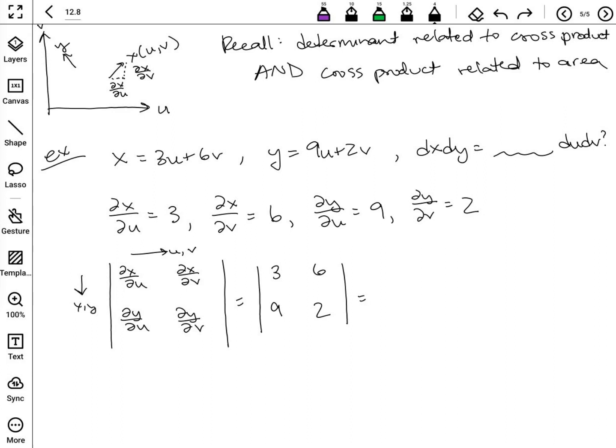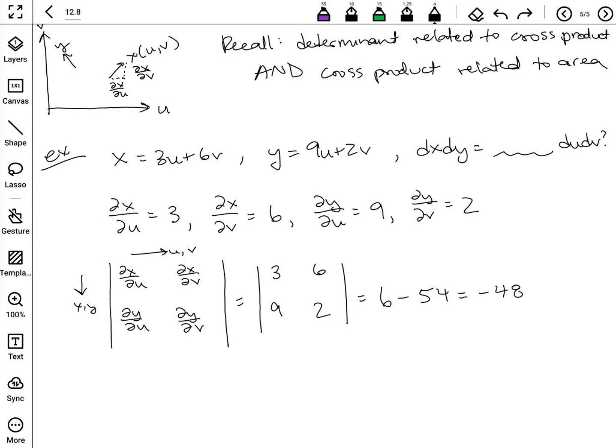And then when I compute that determinant, I multiply the main diagonal. 3 times 2 is 6. And then I subtract the off diagonal. 9 times 6 is 54. So I'm going to get minus 48. Six minus 54, yeah, okay.